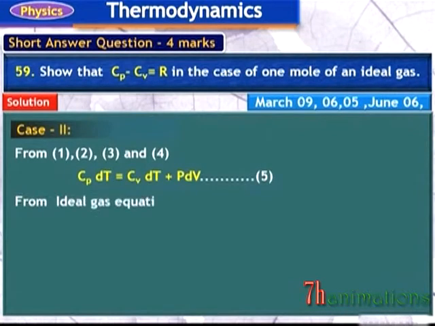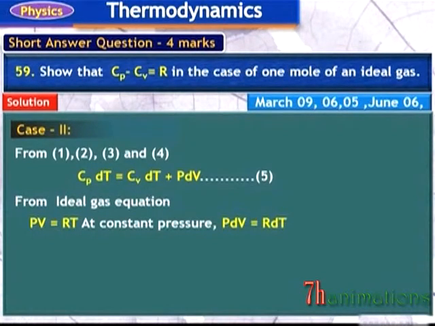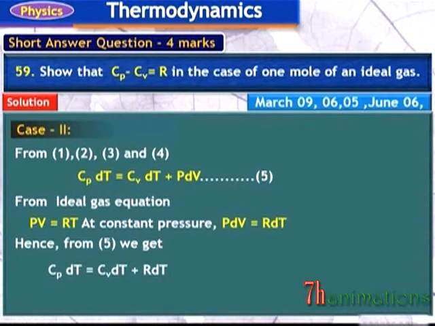From the ideal gas equation, PV equals RT, at constant pressure we can write P dV equals R dT. Therefore, if I substitute P dV equals R dT in equation 5, we get Cp dT equals Cv dT plus R dT, or Cp equals Cv plus R. Therefore, Cp minus Cv equals R. This is the expression for the difference in molar specific heats, which is equal to capital R, the universal gas constant.